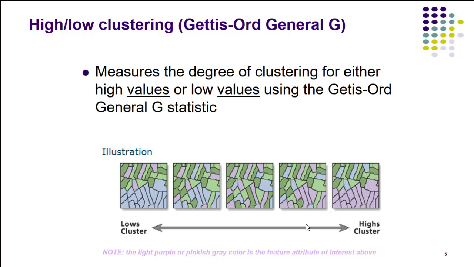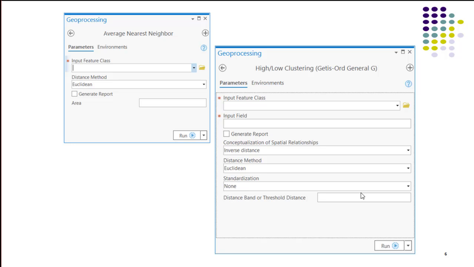So this is an example of where we can have low values clustering. This light purple or pinkish gray color is the feature attribute of interest we're looking at. In this case, we see this light purple is not really clustering that well. There's a low cluster to it as compared to a high clustering of those values that you see here, looking at these polygons.